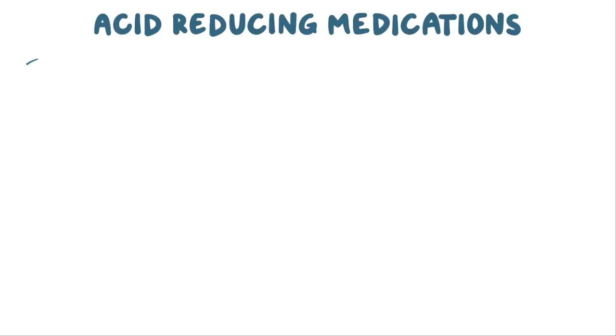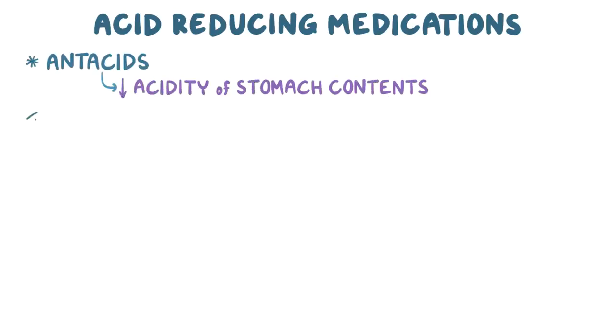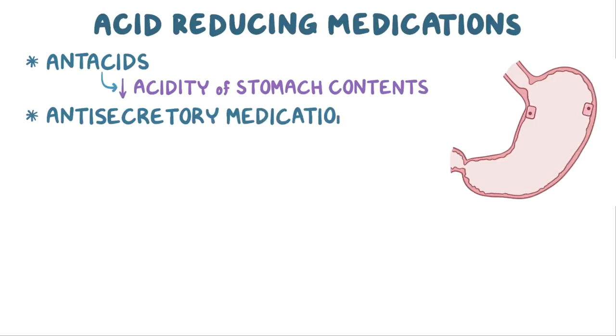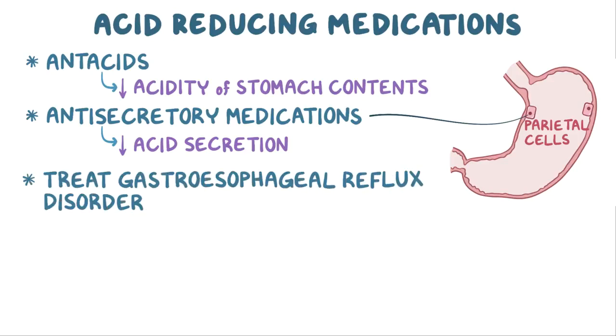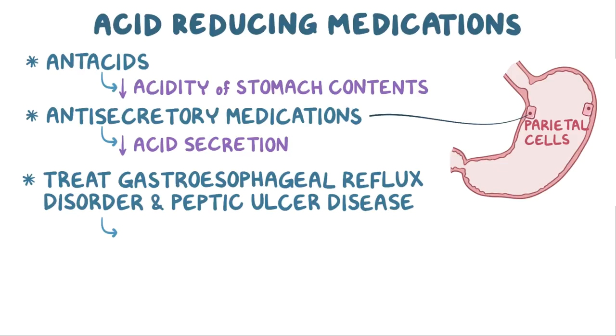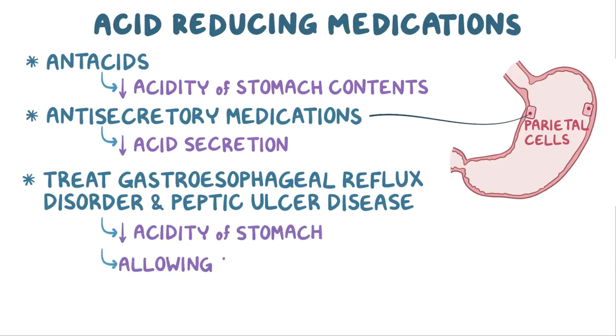Acid-reducing medications include antacids that directly lower the acidity of stomach contents, and anti-secretory medications that act on parietal cells in the stomach to decrease acid secretion. They are used to treat conditions like gastroesophageal reflux disorder and peptic ulcer disease by decreasing the acidity of the stomach and allowing the epithelial linings to heal.